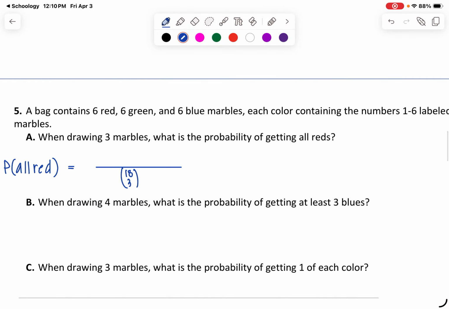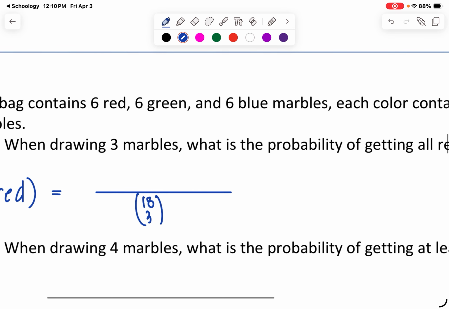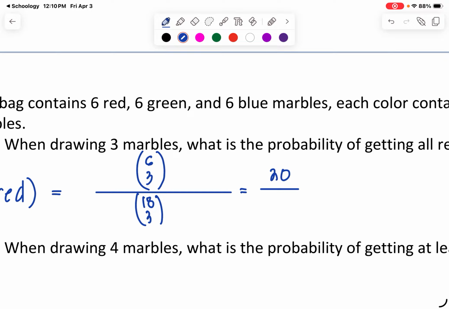Okay, so let's talk about the numerator. What's the probability of getting all reds? So we have to talk about the numerator, which is not the probability of getting all reds, but all ways to get just reds. Okay. So we have to talk about just reds. How many just reds are there? 6. And we are choosing 3. Okay, so we're going to put that in our calculator. Go ahead and pause the video and try putting that in your calculator. 6 choose 3 is 20. 18 choose 3 is 816.